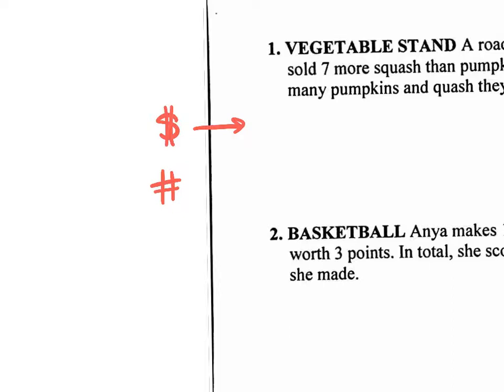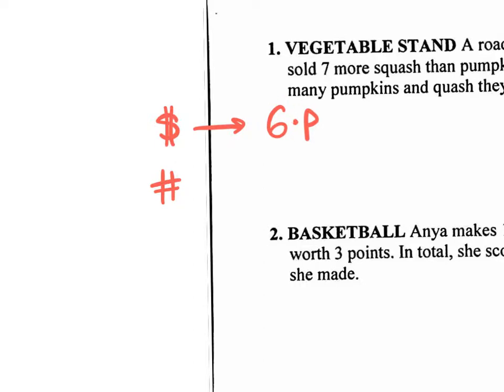What do we know about money on this first problem? Each pumpkin is $6 and each squash is $4. So let's write that down. Let's write 6 times each pumpkin. What letter would be good for pumpkin? P, all right. 6 times P, because that's $6 each pumpkin, right? So like if you sold 10 pumpkins, that'd be $60, right?